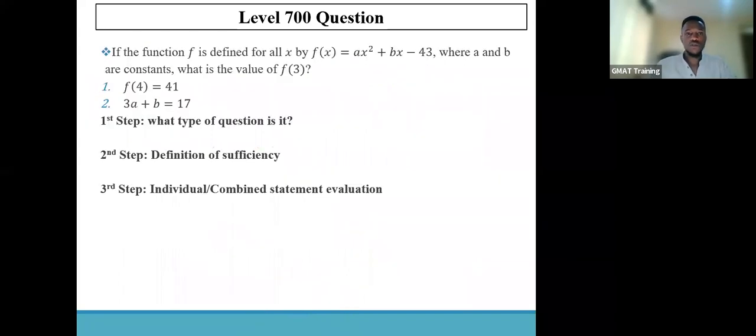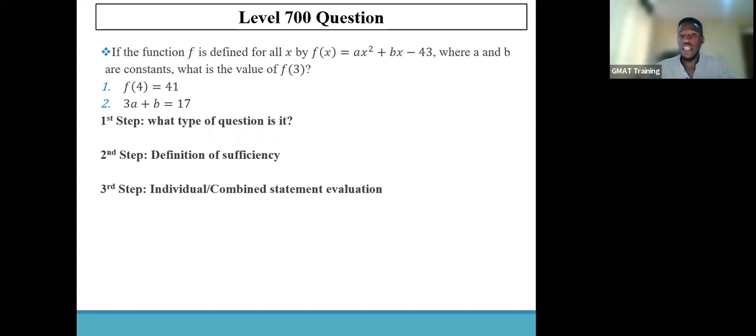So on to the final question. It states that if the function f is defined for all x by f of x equals ax squared plus bx minus 43, where a and b are constants, what is the value of f3? So in this case, the key focus is on trying to identify what the actual unknown is.